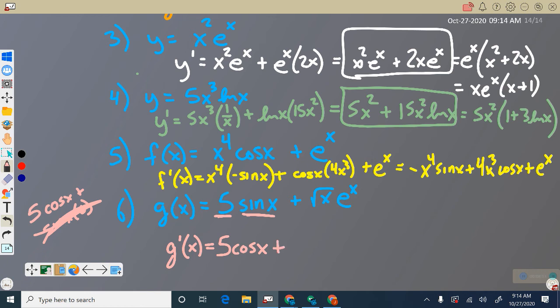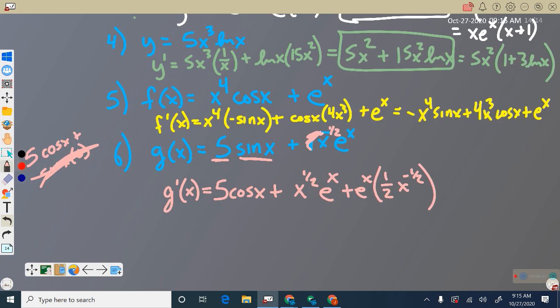Now this part, though, we're definitely going to have a product rule. Square root of x and e to the x. Remember, square root of x we don't like. Let's call that x to the 1/2 power instead. So first times the derivative of the second plus the second times the derivative of the first, 1/2 x to the negative 1/2. And again, I would leave it like that just so we can see how that would simplify out.